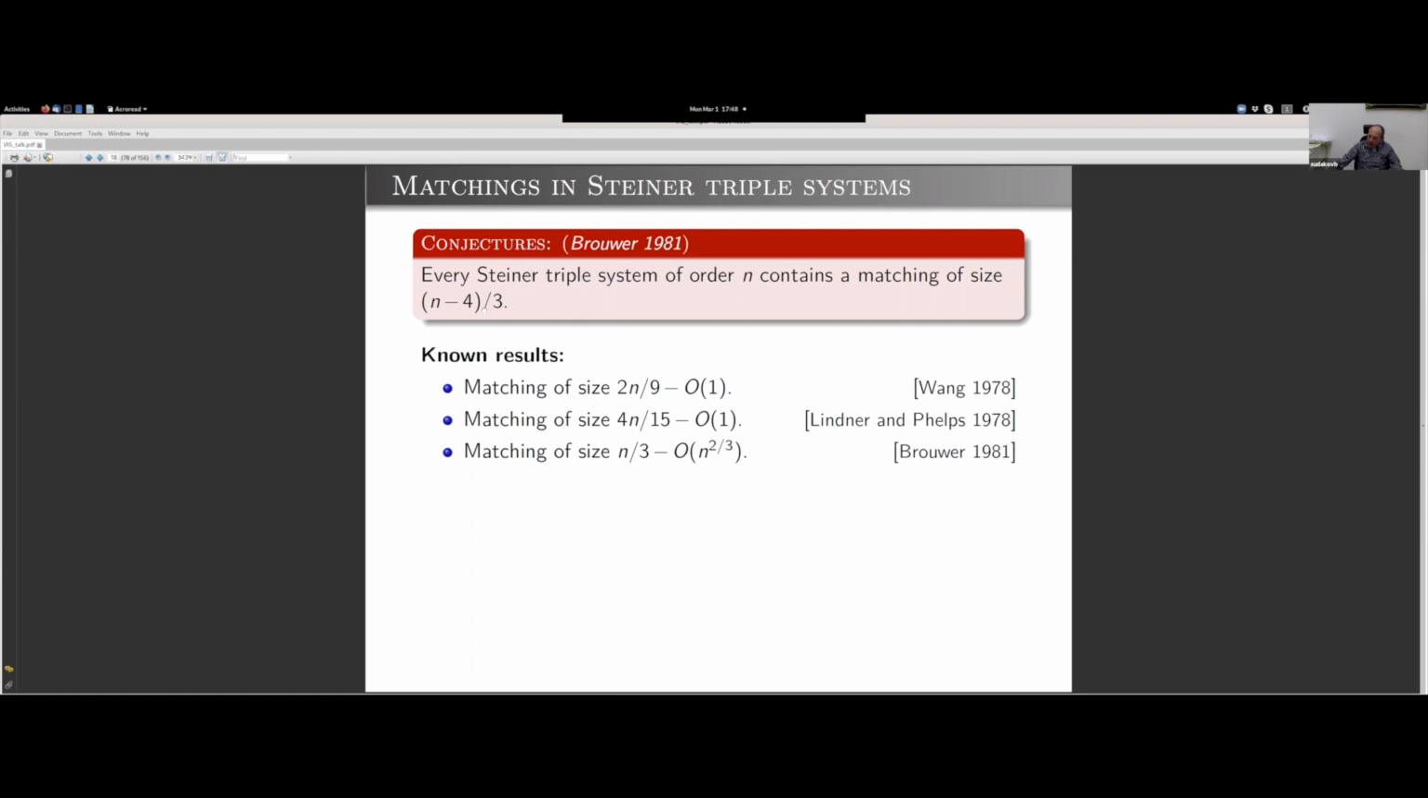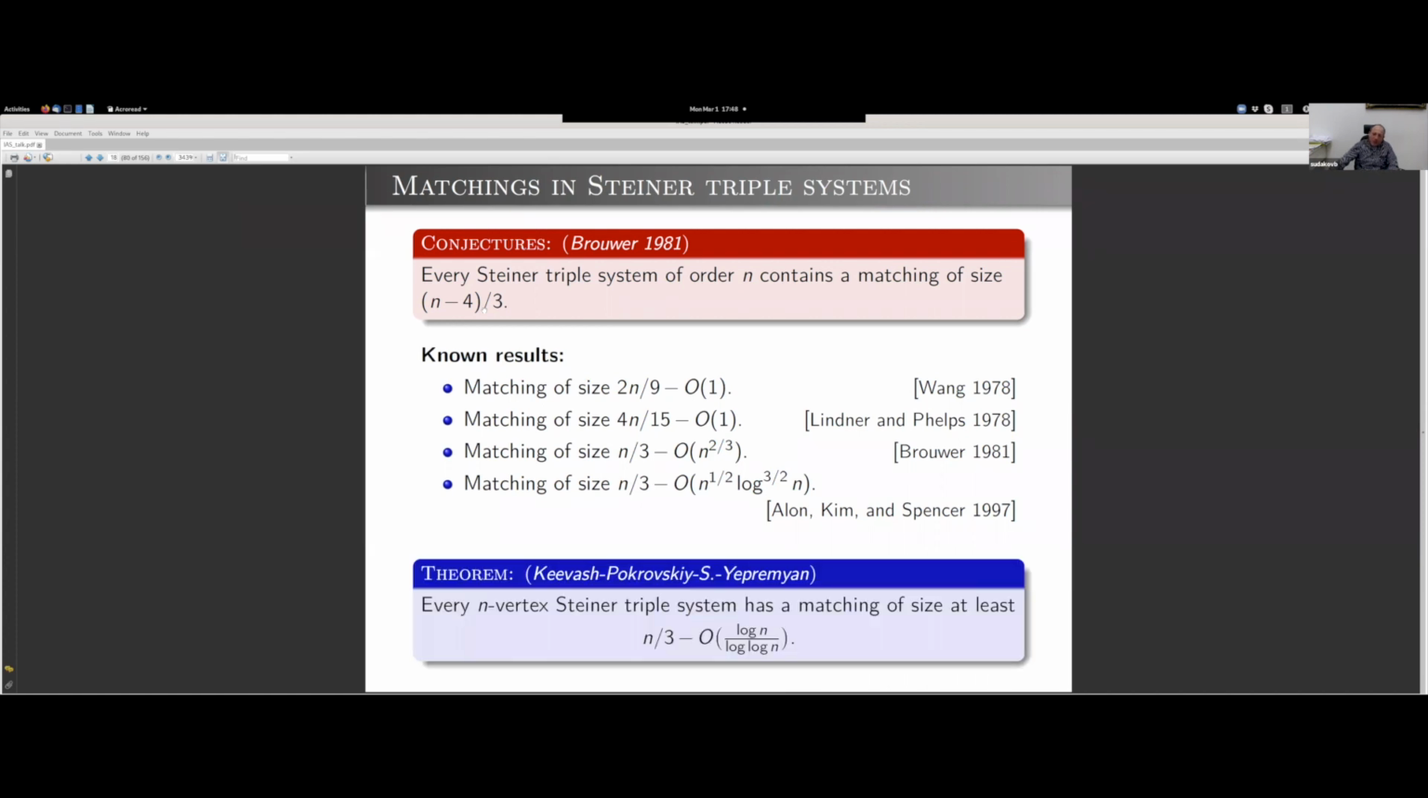And until recently, the best result was proved about 22 years ago by Alon, Kim, and Spencer. They proved a more general result, which in particular implies that Steiner triple systems have a matching of size roughly n/3 minus square root of n times polylog. And so what we can do using our machinery, we can prove that Steiner triple systems have a matching of size n/3 minus roughly log n. So a very similar bound to what we have for Ryser, and not surprisingly, because the machinery is also very similar. Okay?